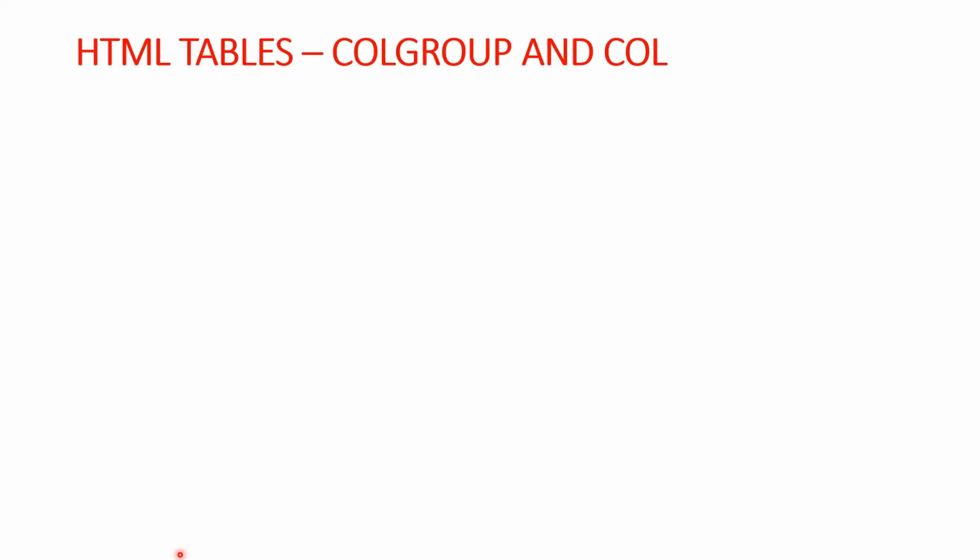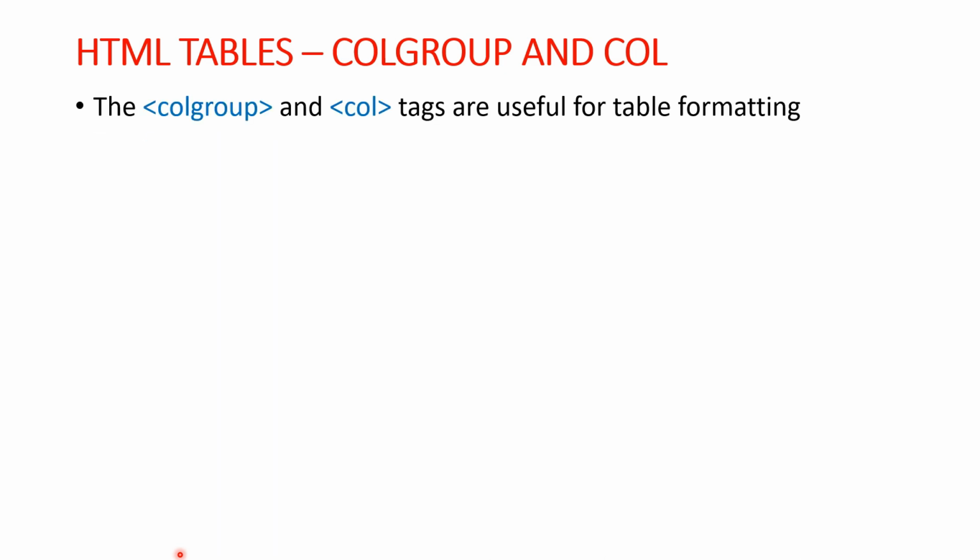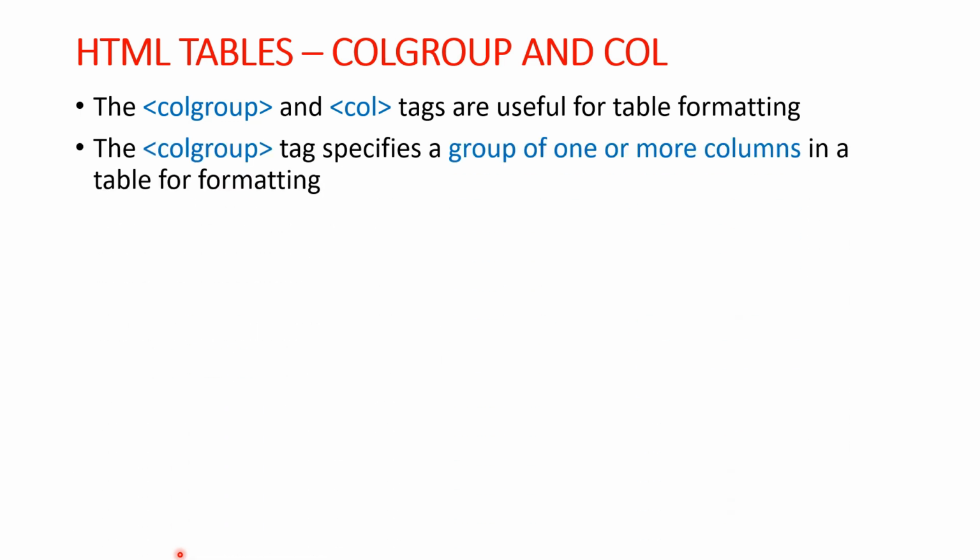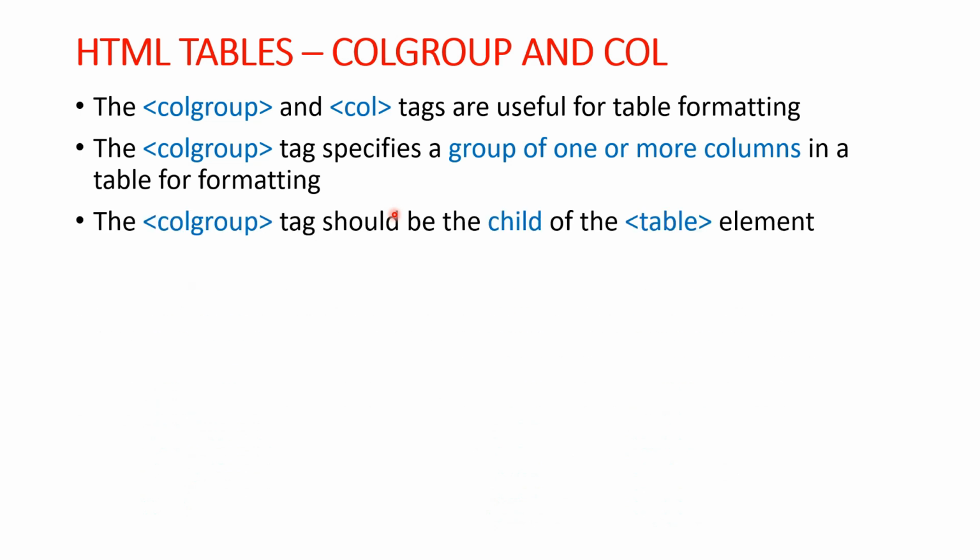Next, we will see about column group and column tags. We can use column group and column tags for table formatting. The column group tag defines the grouping of one or more columns in a table for formatting. The column group tag must be placed inside the table element. That means the column group tag should be the child of the table element.